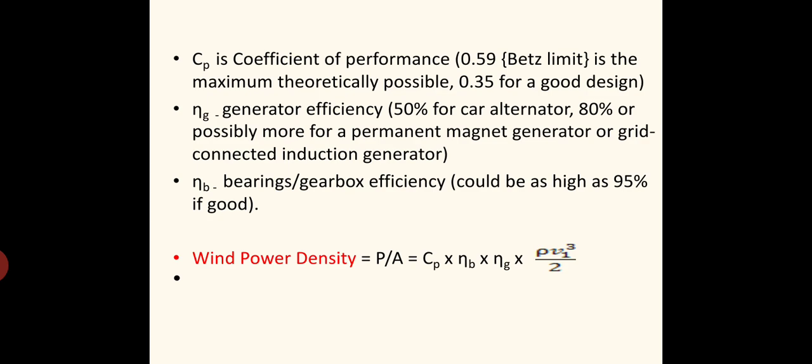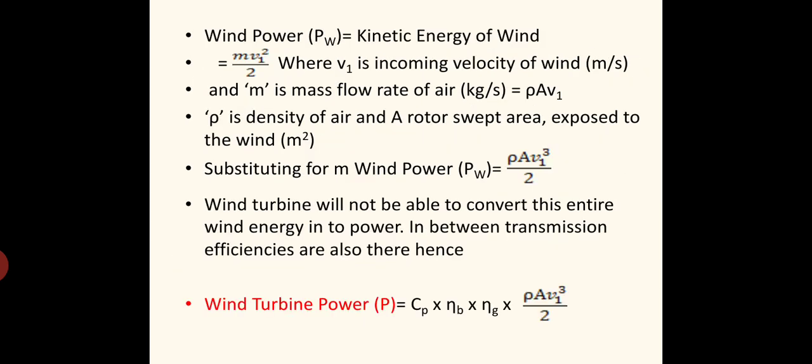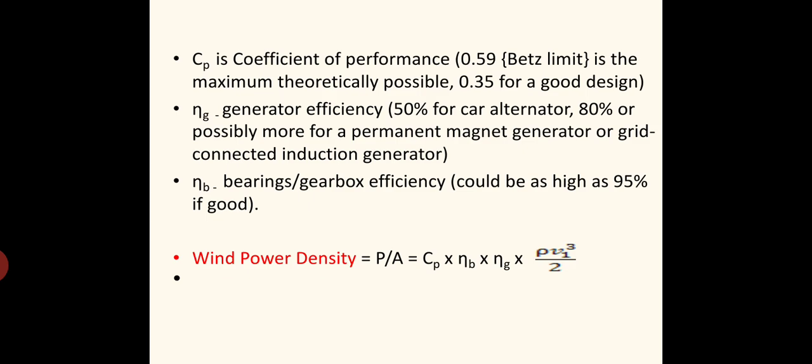So if this equation, that is the wind turbine power equation, is divided by A, this A and A will cancel, so the remaining will be Cp eta B into eta G rho V1 cube by 2. That is the final expression of wind power density. Usually this data for a particular place will be available with the government authorities. So with this wind power density we can calculate whether wind turbine erection is feasible at a particular place or not.